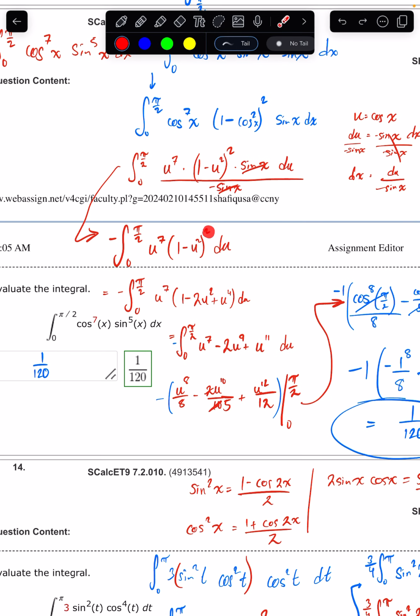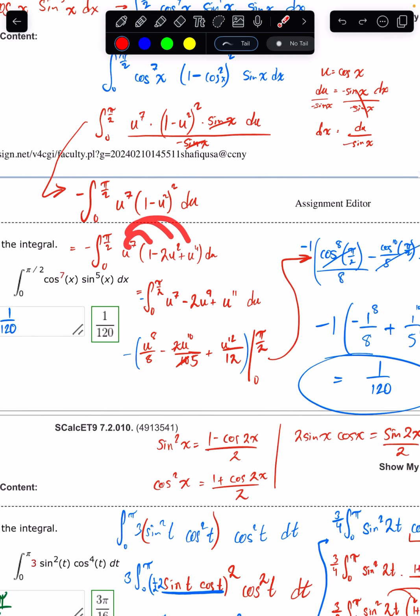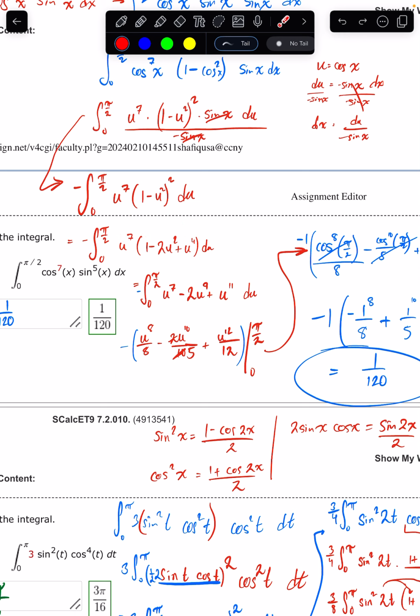Distribute, do the square. 1 minus u squared, the whole thing squared, is going to be 1 minus 2u squared plus u to the 4. You distribute the u to the 7, you're left with u to the 7 minus 2u to the 9 plus u to the 11 du.